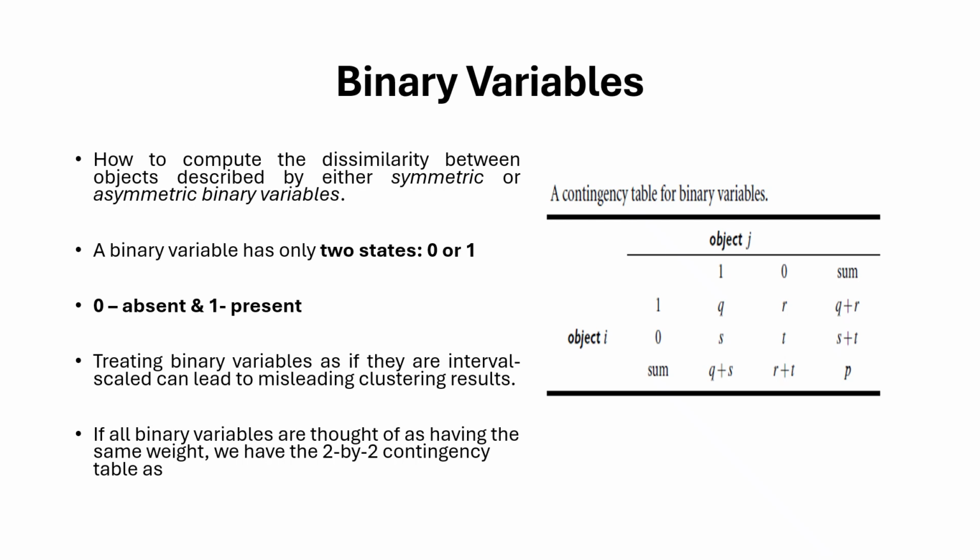Then add up these values S and T, the value will be S plus T. And if you add up the value of Q and S, the sum will be Q plus S. And if you add up R and T, the sum will be R plus T. So the total of Q plus R plus S plus T would become P. So this combination you should keep in mind in order to solve the problem for binary variables.